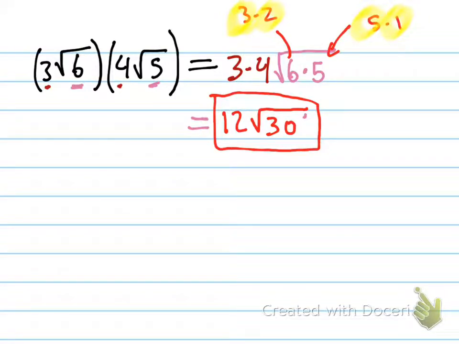Next, we're going to go into a problem in which we will have to simplify, but first we've got to multiply, okay? So the next problem is Problem B. This was A, now we're going to go to B. B is 2 square root of 10 times 3 square root of 6.